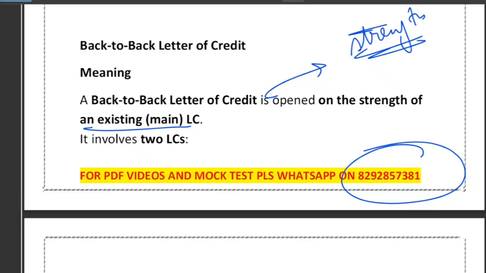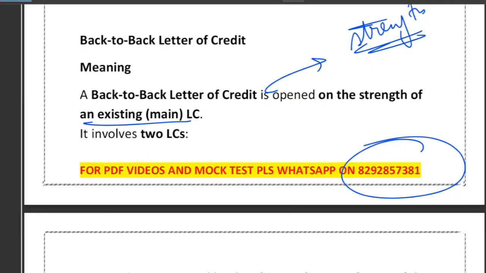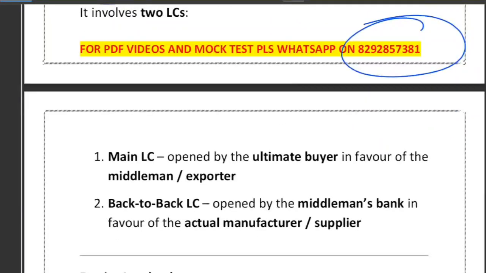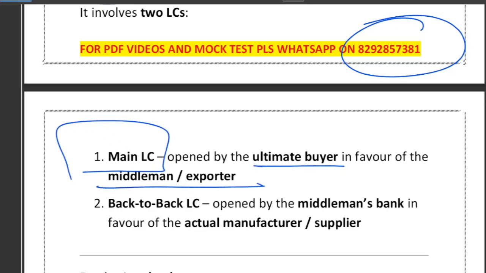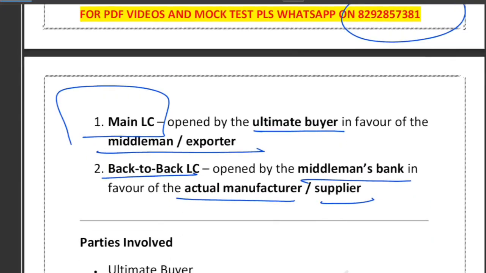We are discussing the back-to-back LC. It is an LC that is opened on the strength of another LC. Here, two LCs exist at the same time, right? The first is called the main LC. The main LC is opened by the ultimate buyer in favor of the middleman. And the back-to-back LC is opened by the middleman's bank in favor of the actual manufacturer or supplier. So remember, the main LC becomes the security for opening the second LC.